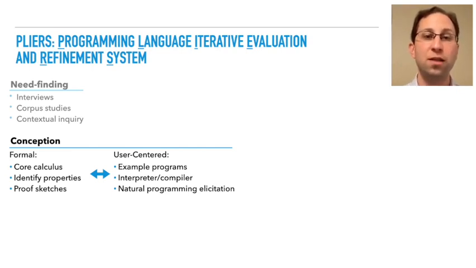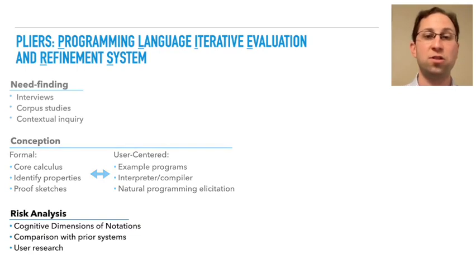There's also a user-centered aspect in which we design example programs and maybe implement an interpreter or compiler. Now, it's impractical to do user studies for every design decision. In order to focus our user studies, we do a risk analysis using techniques such as cognitive dimensions of notations or a comparison with prior systems to see which aspects are worth studying in more detail.